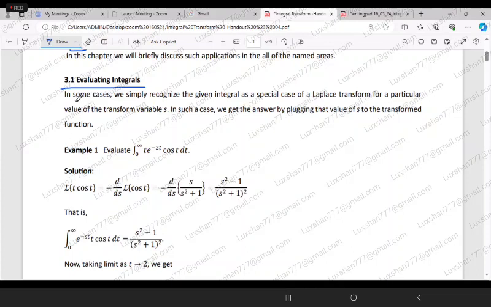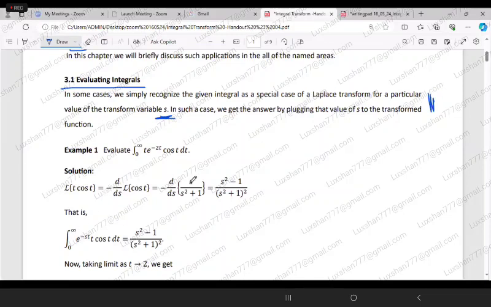Let's read it, please. In some cases, we simply recognize the given integral as a special case of an integral transform for a particular value of the transform variable s. In such cases, we get the answer by plugging the value of s into the transform function. So you will understand what this is.